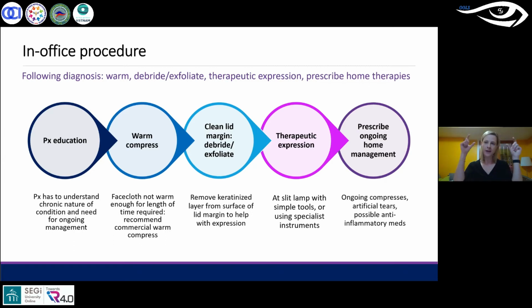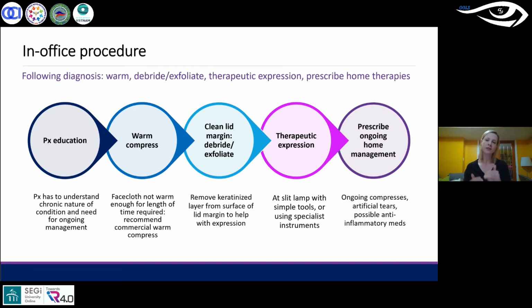Using a hot face cloth, a flannel just made hot by hot water, has been shown not to be as effective as a designed warm compress, and that's because that hot face flannel doesn't stay warm enough to melt the meibum for long enough. It drops off in temperature after a minute or two, and you need eight to ten minutes at least of a warm compress laid over the glands to get that meibum moving.